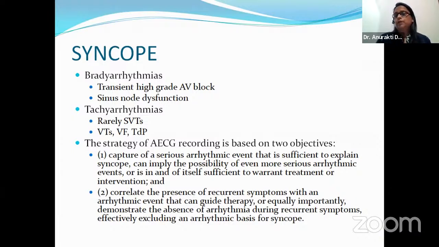The most important thing is the patient should have a diary. Many patients forget to fill it. They say it's not important, why should I do it? But that is the most important thing to do. Otherwise, you will not be able to correlate symptom with the rhythm.